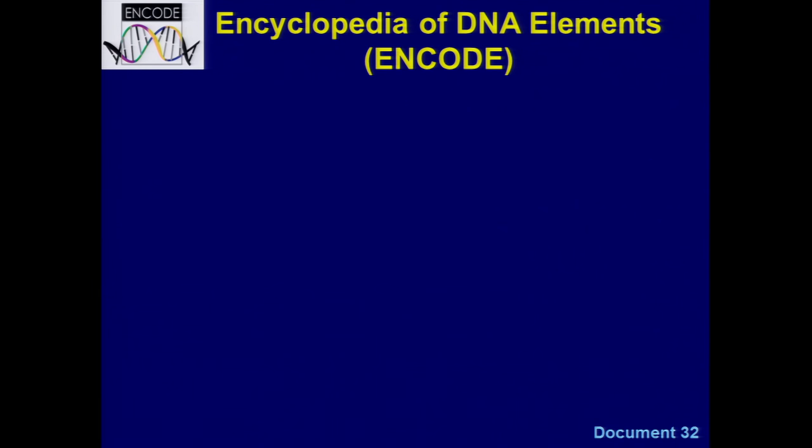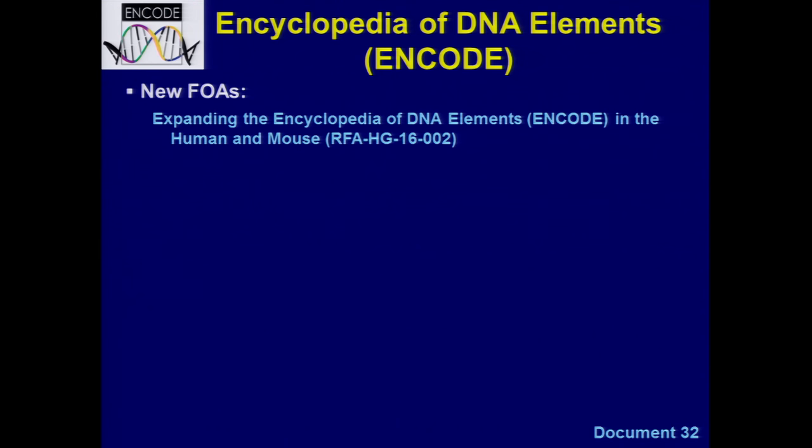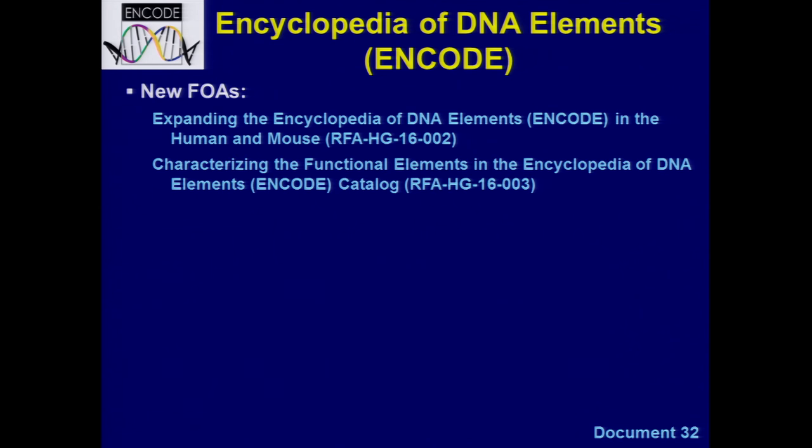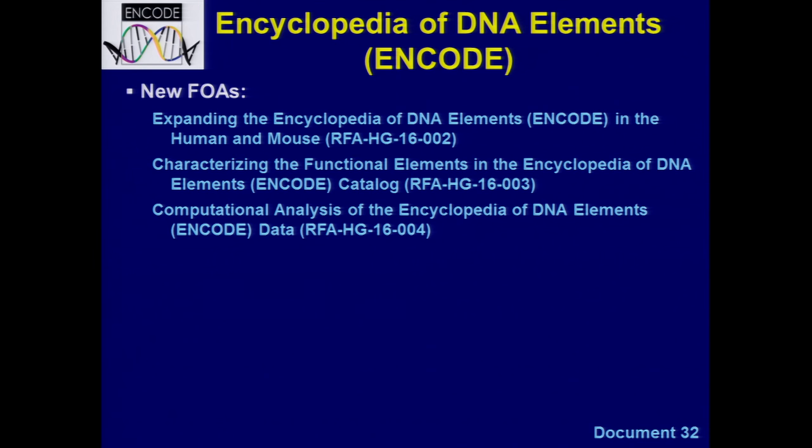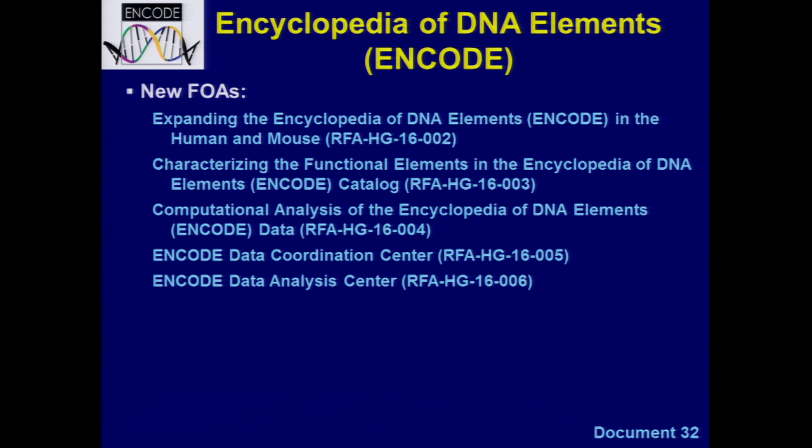Aiming to build on the success of the ENCODE project, NHGRI has released 5 funding opportunity announcements, or FOAs, in functional genomics, all of which will be organized under the general ENCODE umbrella. These FOAs were developed based on recommendations from a program review workshop that NHGRI convened in spring of 2015 and will support functional genomics projects with a variety of goals, including expanding the catalog of candidate functional elements through high-throughput mapping in the human and mouse genomes, developing generalizable approaches for characterizing the role of candidate functional elements in specific biological contexts, developing new computational approaches for analyzing ENCODE data, making ENCODE data readily available to the research community through coordinated data management activities, and supporting the centralized data analysis needs for the next phase of ENCODE, including developing updated and refined versions of the ENCODE encyclopedia.